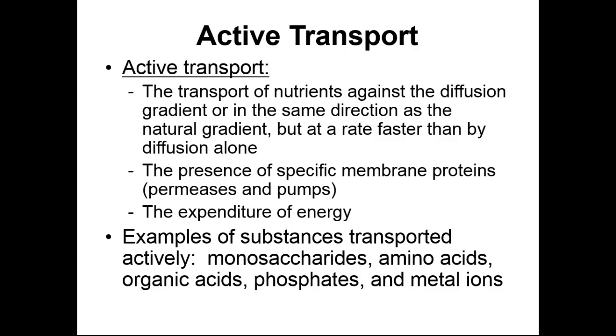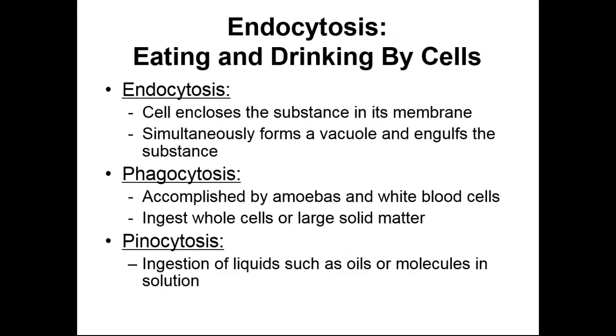Oftentimes, active transport is going to be powered by specific membrane pumps or proteins, and these pumps or proteins are going to typically require ATP to power them. So, if we look at monosaccharides, amino acids, organic acids, phosphates, or metal ions, these are all examples of chemical compounds that we're going to transport actively against their concentration gradients.